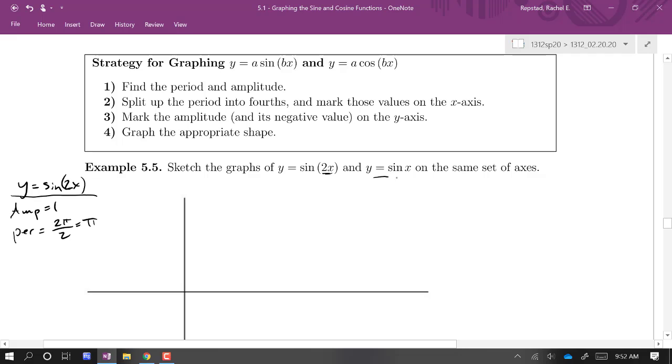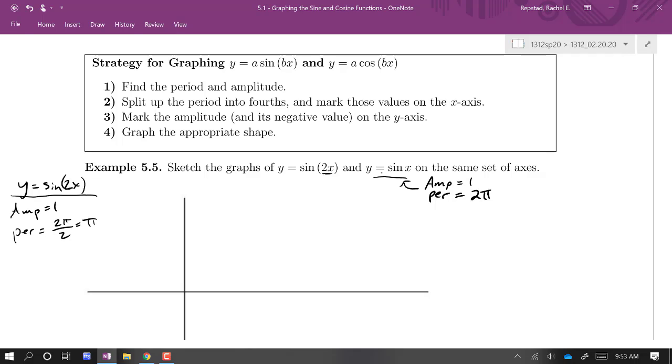For sine x, and I'm writing down both of these things first before I start, because I need to accommodate the range of values and both periods on the same set of axes. So here the amplitude is still 1, and the period is 2 pi, which is the same as 2 pi over 1 if we think about the coefficient on x just being 1 here. I'm marking it out because they have the same amplitude, so I know that going up to 1 and going down to -1 will work for both of them.